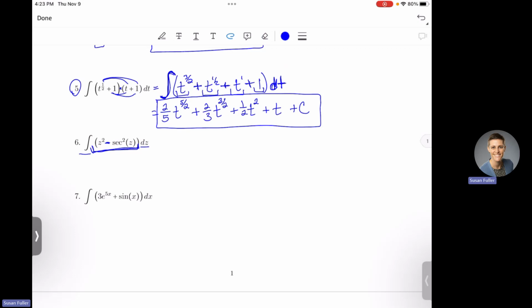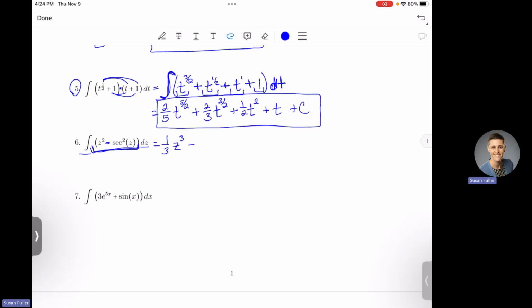All right, z squared. How do we do the antiderivative of that? You got it, power rule. So we're going to add 1 to the exponent and divide by our new exponent. And then we will subtract the antiderivative of secant squared of z. If you need to go to your integral rules table for this, go ahead and do that. But this is one we can also kind of logic out.